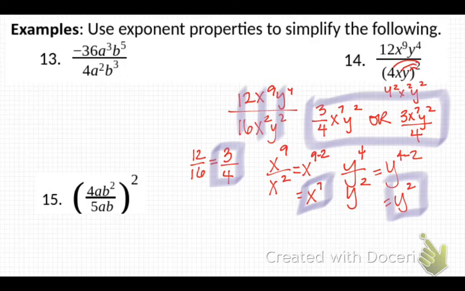And let's keep going. Number 15. There are 2 different ways to do this problem. The way I like to do it is the way I'm going to show you first. I think it's the easier way.